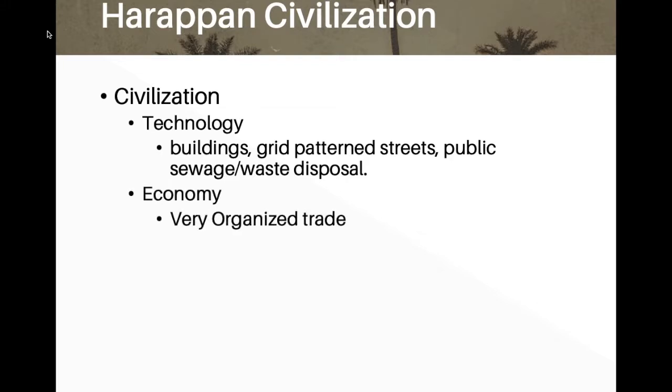Okay, their economy. Again, I apologize for this slide situation. I'm not sure what happened there. They did have organized trade, mostly between villages and small cities along the Indus Valley. They would trade with one another. This wasn't vast trade across oceans or anything like that, like we looked at with the Phoenicians.